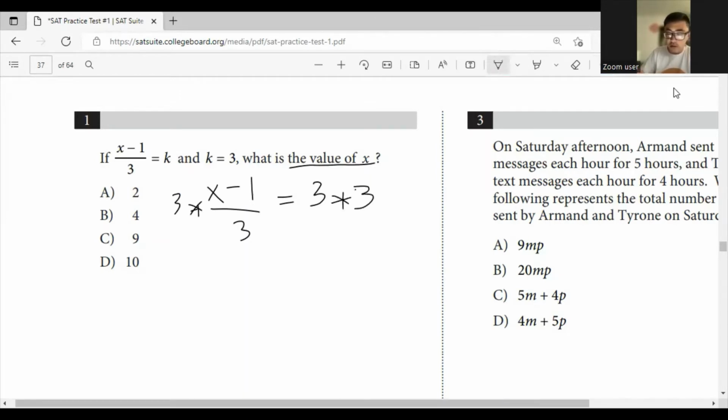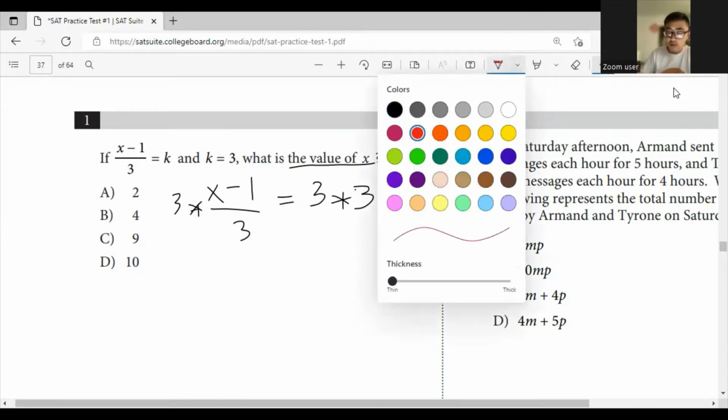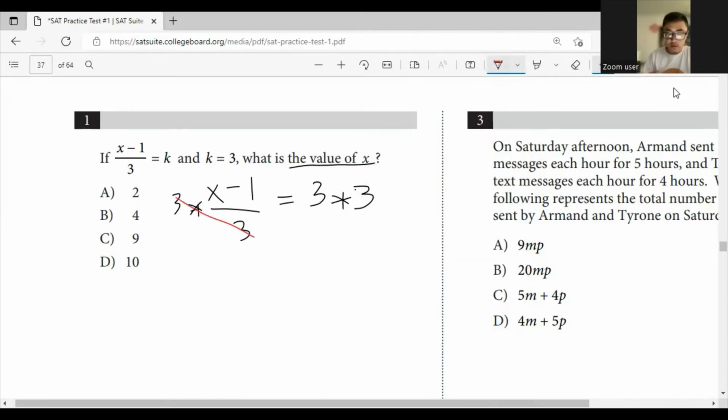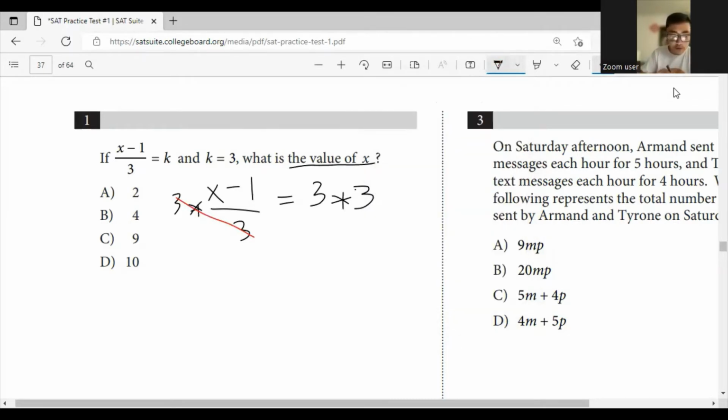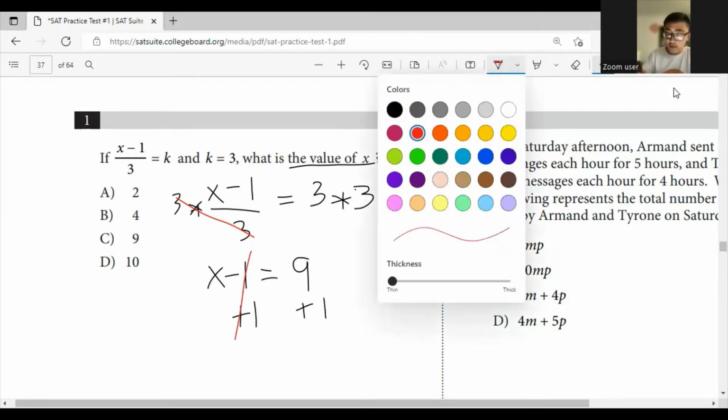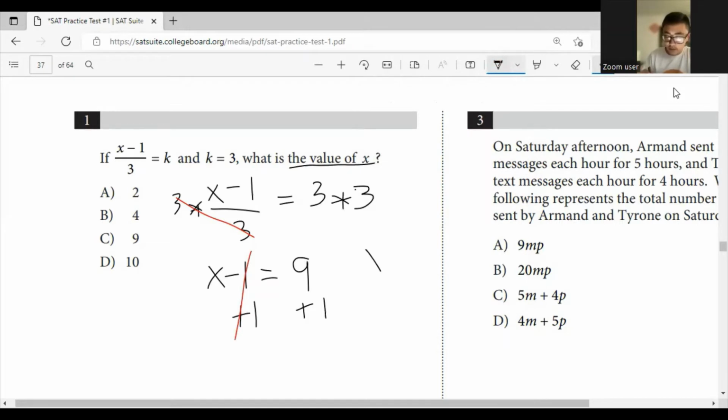All right, that cancels out. And then you have x minus 1 equals 3 times 3, which is 9. x minus 1 equals 9. And then you just add 1 to both sides. When I isolate x, that's what our goal is. Cross that out. And you have your final answer, x equals 10. Now we're going to circle D.